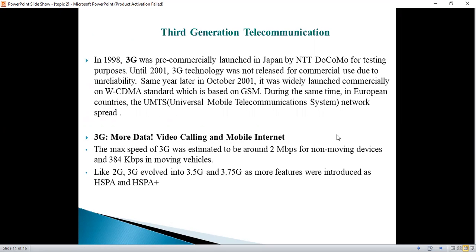Next, you have third generation, right? Third generation actually uses WCDMA. Now, what is WCDMA? WCDMA is a multiple access technique. Okay, there are multiple access techniques. We will learn about these multiple access techniques in a separate topic. But just for a review, I will let you know what a multiple access technique is.